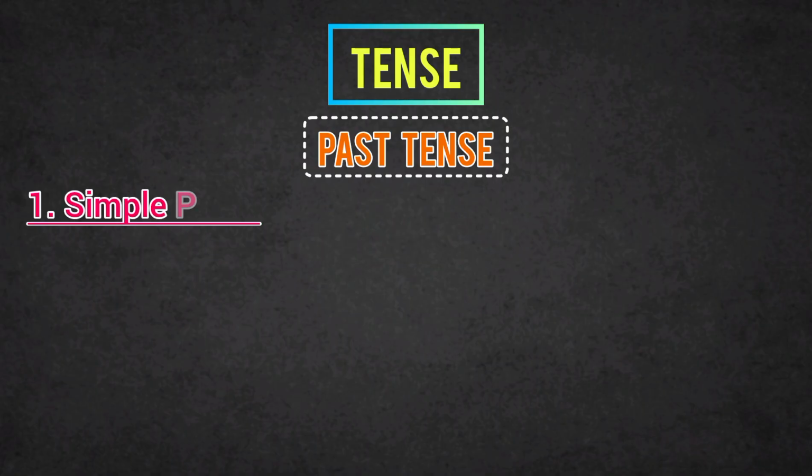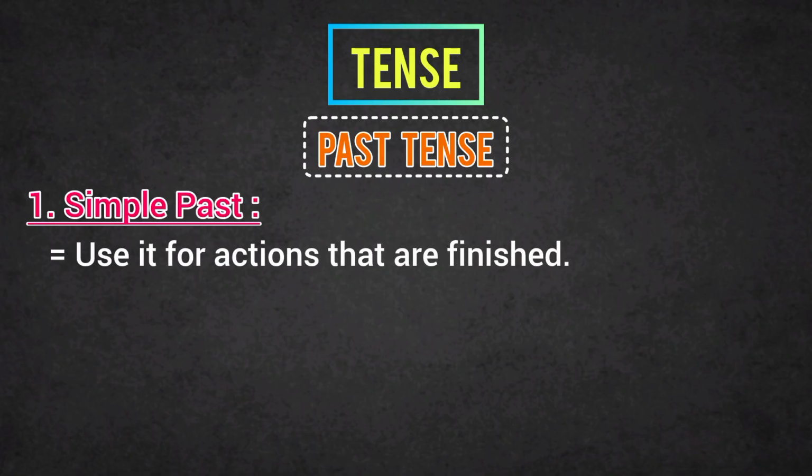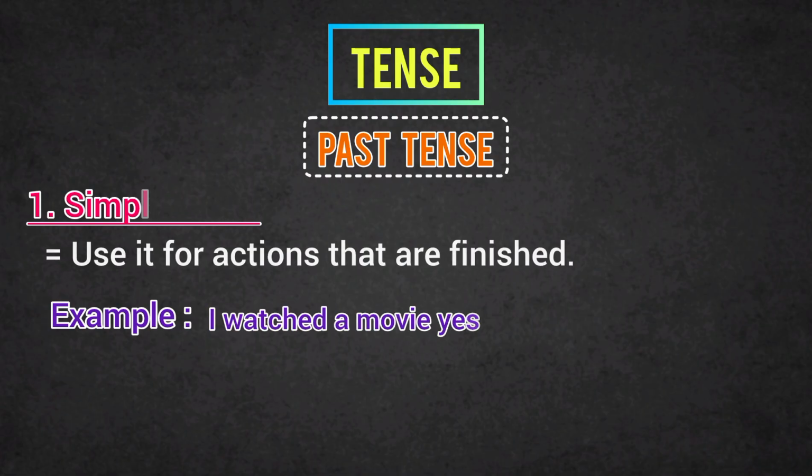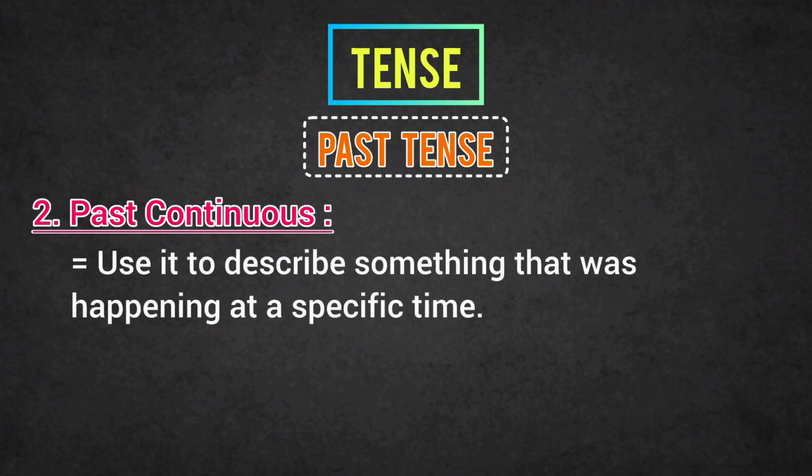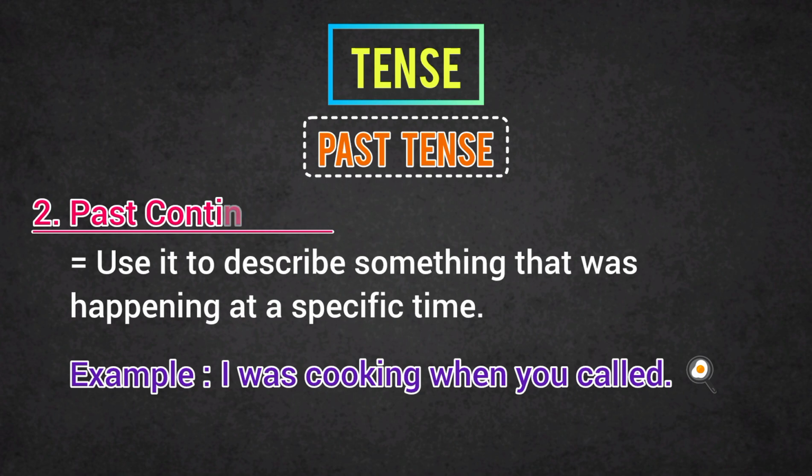Number 1, simple past. Use it for actions that are finished. Example, I watched a movie yesterday. Number 2, past continuous. Use it to describe something that was happening at a specific time. Example, I was cooking when you called.